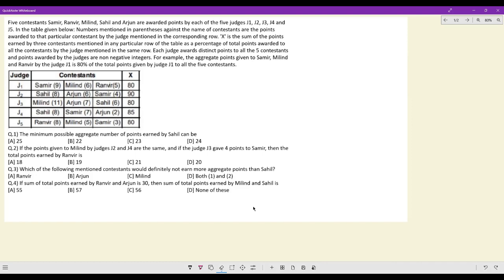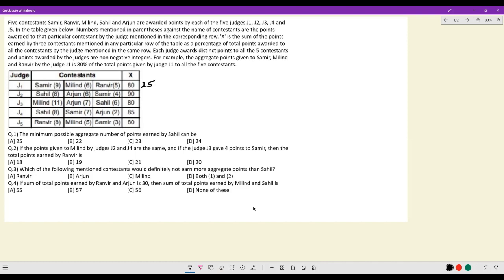X is the sum of the points earned by 3 contestants mentioned in any particular row of the table as a percentage of total points awarded to all the contestants by the judge mentioned in the same row. So for judge 1, 9 plus 6 plus 5, 20 is 80% of the marks given by judge. So judge 1 has given 25 marks in total.